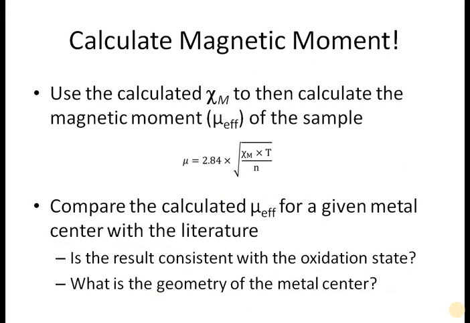Calculate the magnetic moment. Use the calculated psi m to then calculate the magnetic moment. The magnetic moment is mu effective, known as mu. Mu equals 2.84 times the root of psi m into T upon n. Compare the calculated mu effective for the given metal center with the literature. Is the result consistent with the oxidation state? What is the geometry of the metal center?